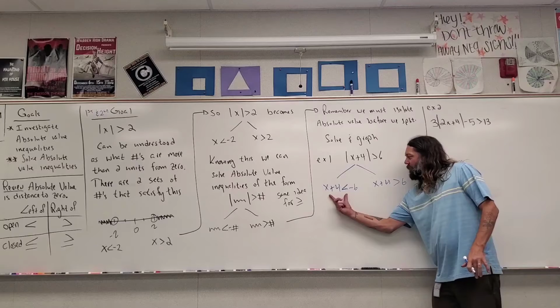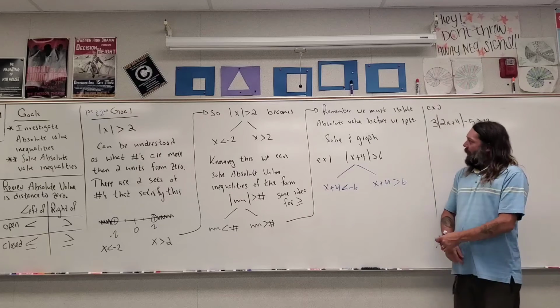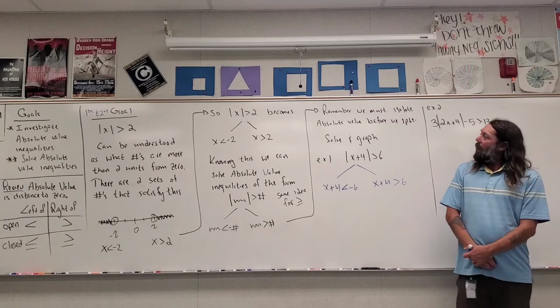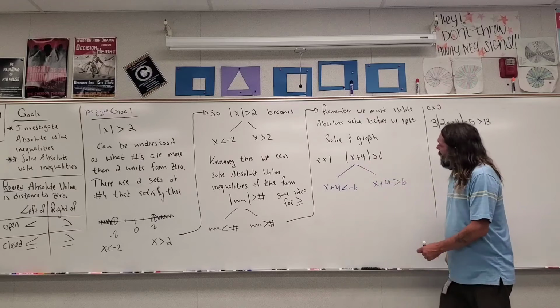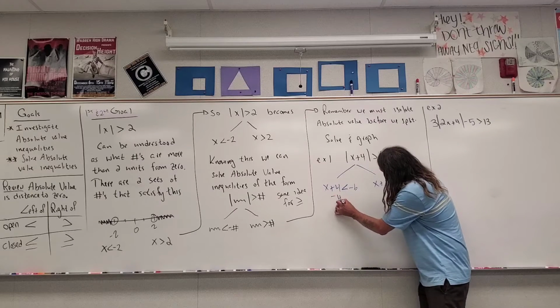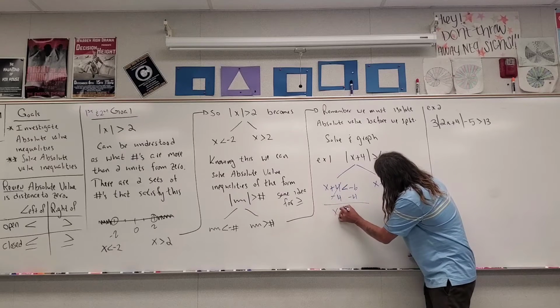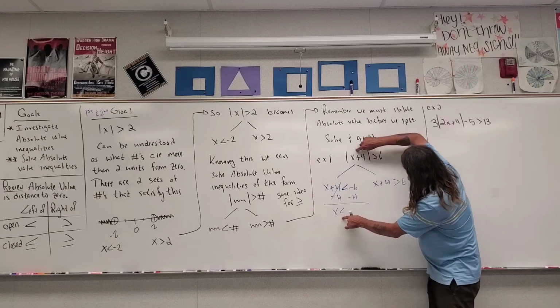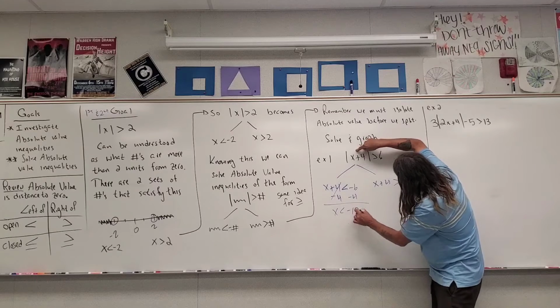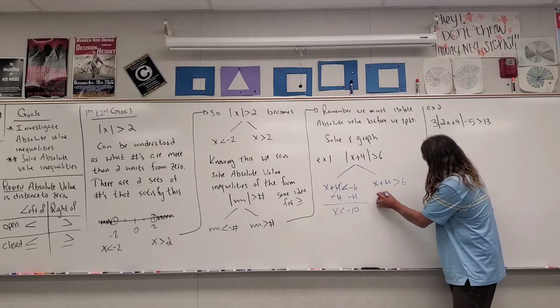So now I go about solving each of these individually, and I will know where my values are that make this true. Alright, so I would solve this one by subtracting 4. Those cancel. That means that the numbers I need to make this true must be left of -10. Let's solve this one.